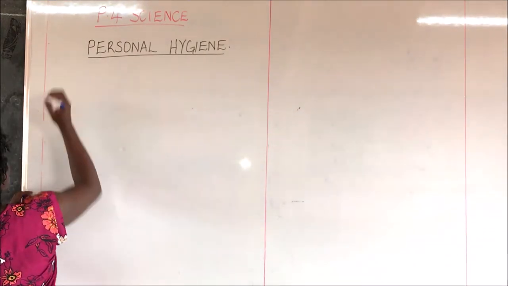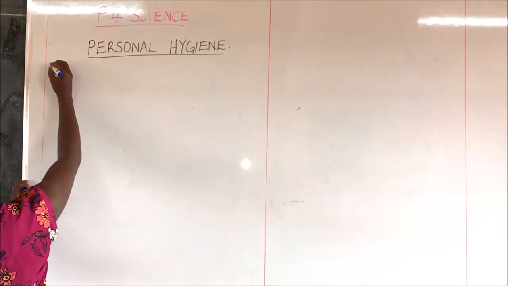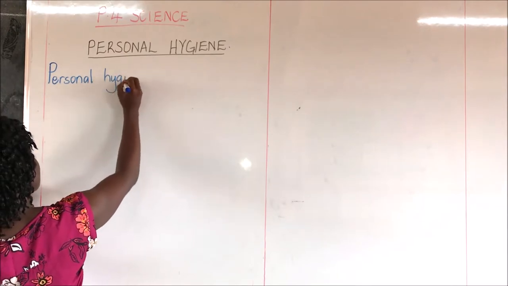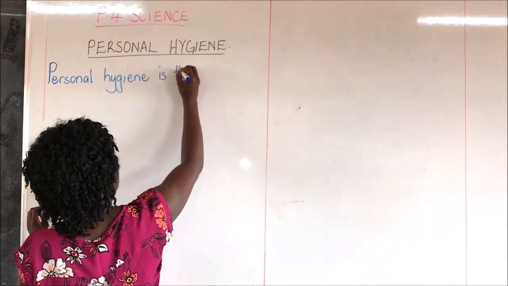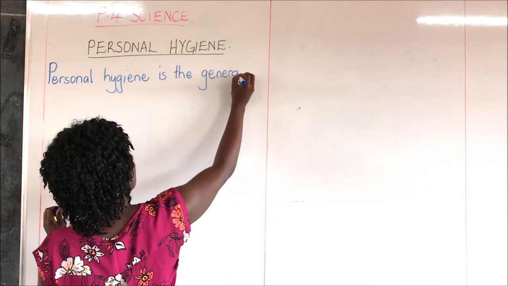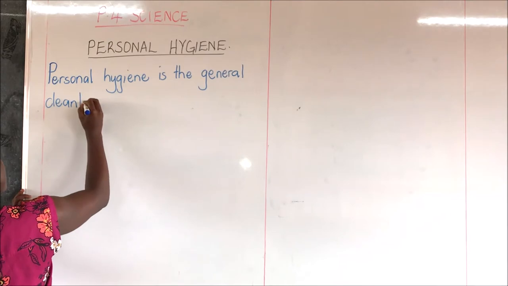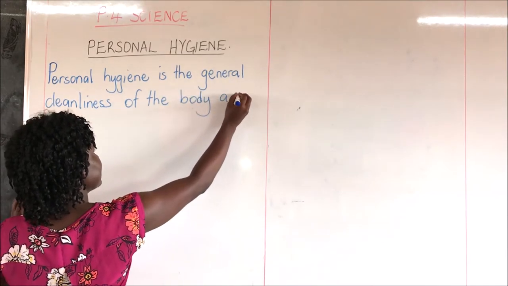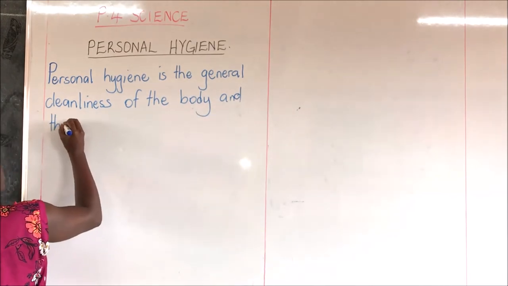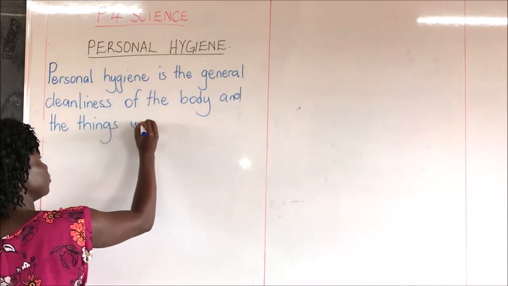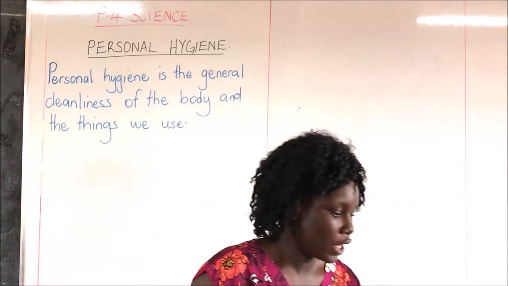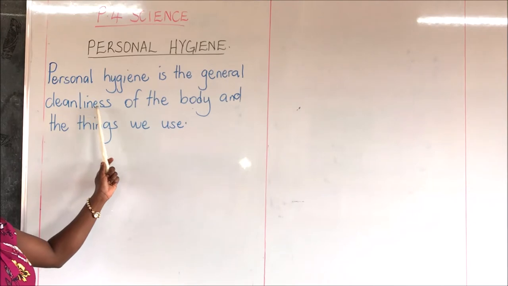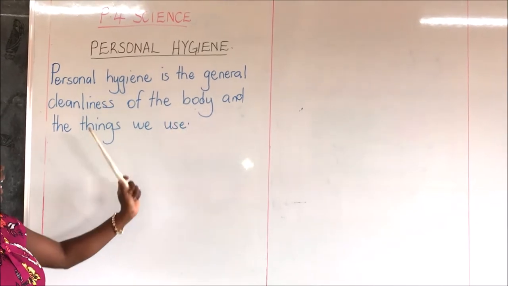So we are saying personal hygiene is the general cleanliness of the body and the things we use. So we go together. What is personal hygiene? Personal hygiene is the general cleanliness, check the spelling of the word cleanliness, of the body and the things we use.